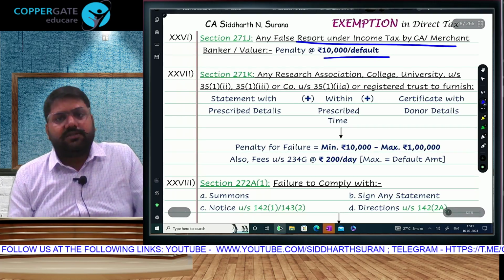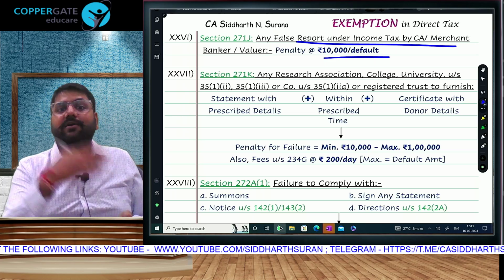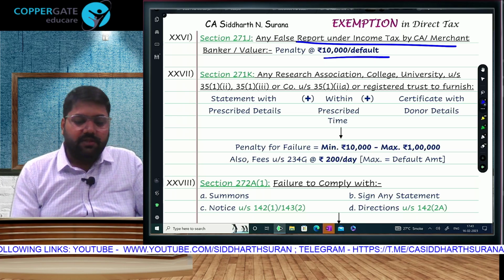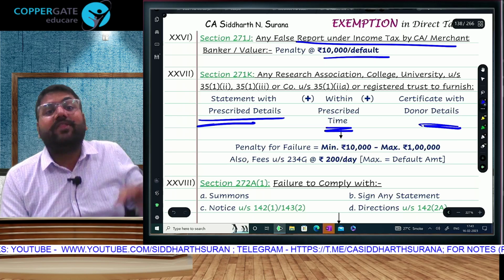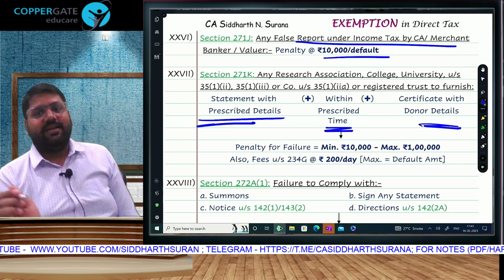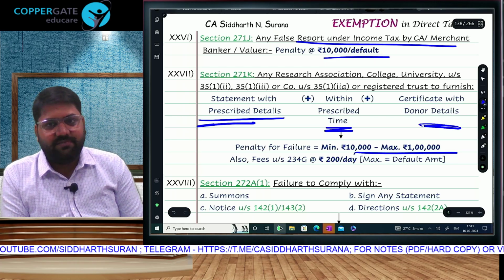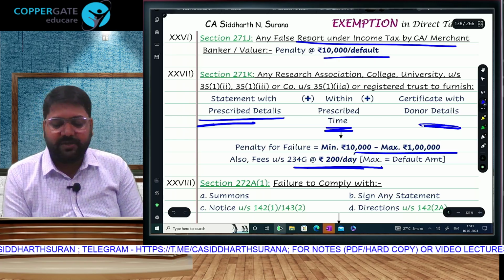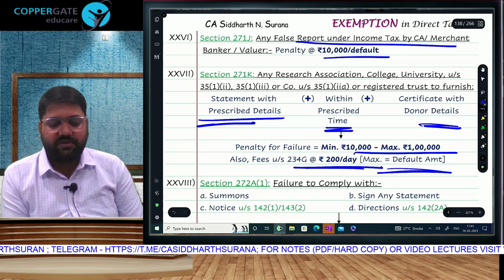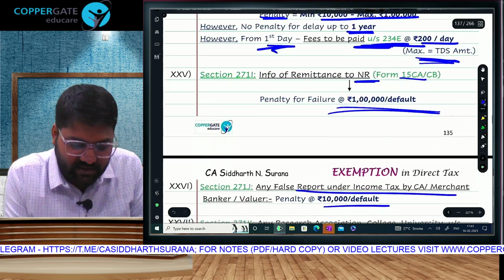Any research association, college, university receiving donations so that the donor is eligible for deduction under 35 or 80G. So the association has to file a statement giving prescribed details of the donor so that in the donor ka return we can automatically calculate that deduction. Here also same as TDS TCS return, minimum 10,000, maximum 1 lakh. But there will also be fees of 200 rupees per day and not more than the amount in default, just like here it was maximum equal to the TDS amount. Idhar to section number galat nahi likha na.